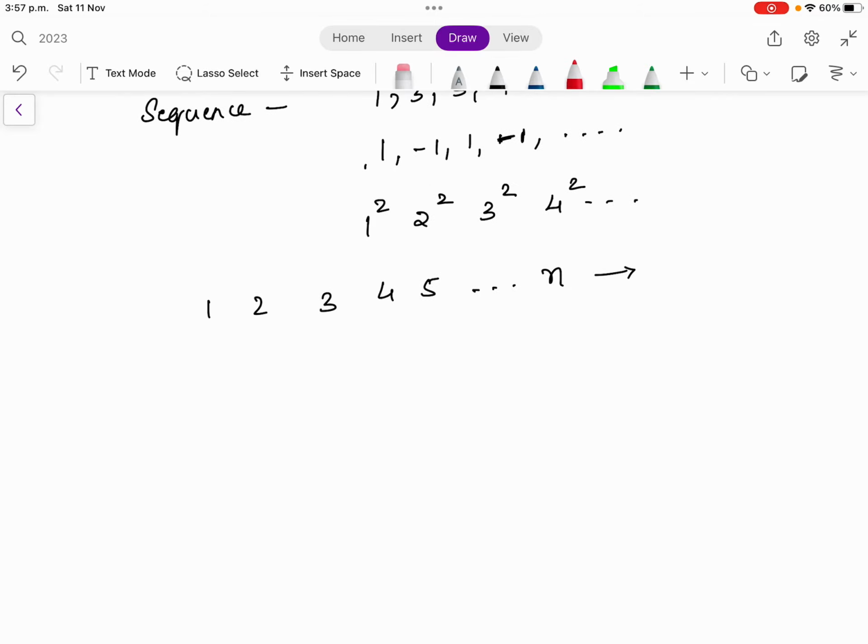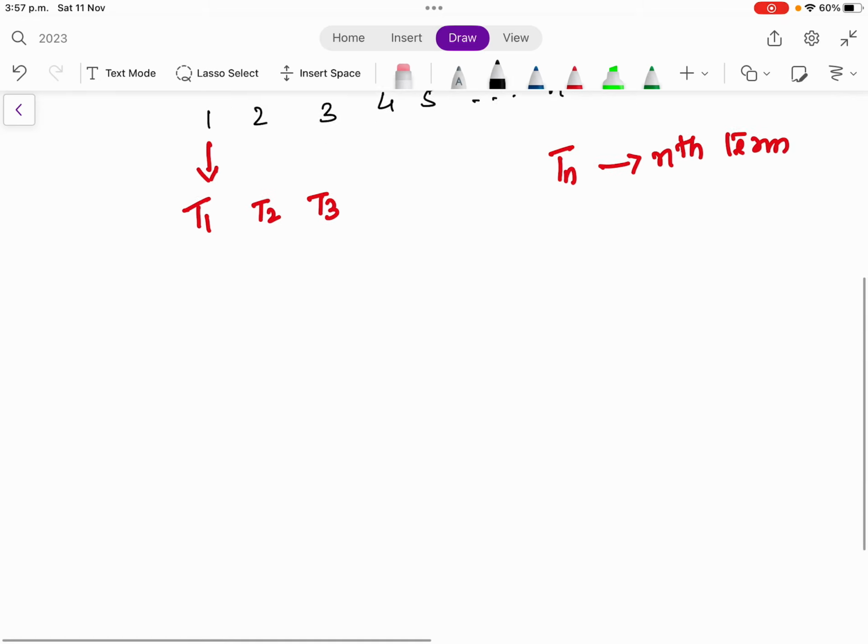If you consider this sequence, the first number is called T1, the term 1, the first term. So these are called terms. This one is T1, this is T2, this is T3, and the last term is called Tn. So this is nothing but the nth term. Given a sequence, you should be able to find the nth term by finding out the pattern which they have given, and you should be able to write the general term for that particular sequence.